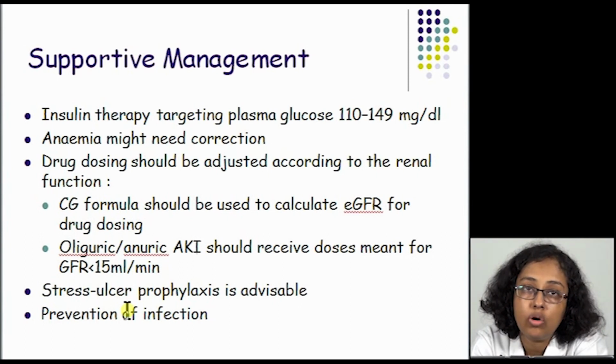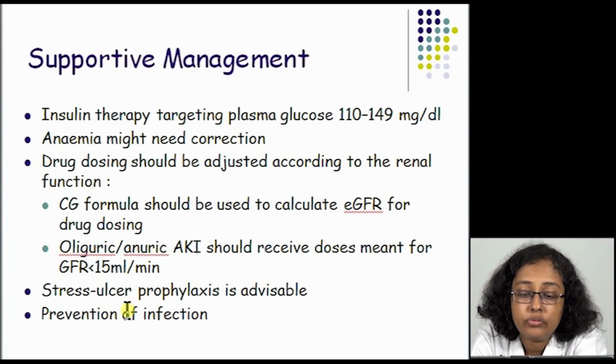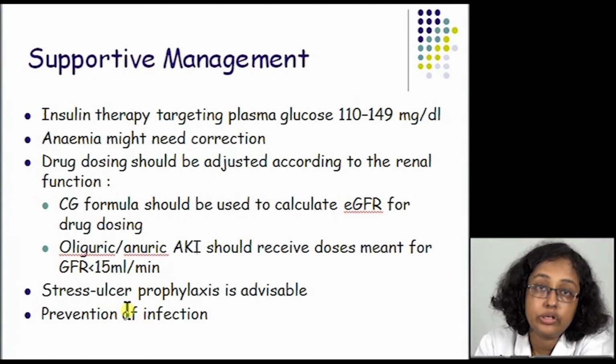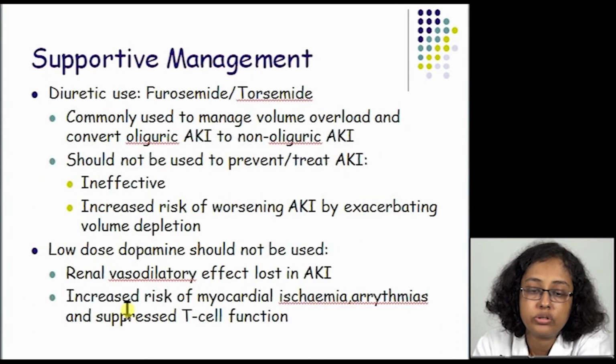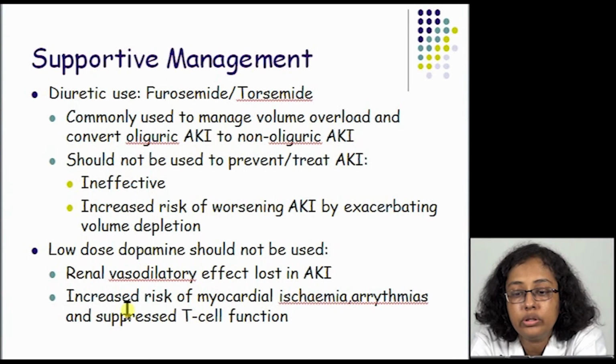Also, if a patient is oliguric or anuric, then he should receive much lower doses of certain drugs, such as those meant for end-stage kidney disease patients. Stress ulcer prophylaxis is advisable, and infection control and infection prevention is important. In early days, people used to routinely use diuretics for converting an oliguric acute renal failure to non-oliguric acute renal failure, because if the urine output improved, then you could give more fluids and could manage volume overload.